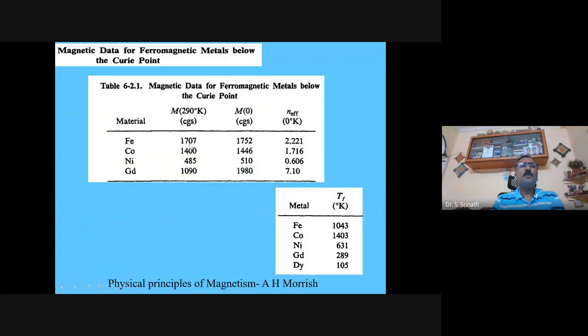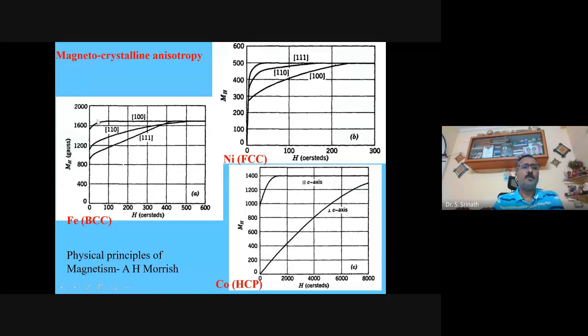Then I also want to give some magnetic data on these elemental ferromagnets. For example, iron, which is an elemental ferromagnet, has a magnetization of 1,707 in CGS units. This is Gauss. This is what I was showing you here.